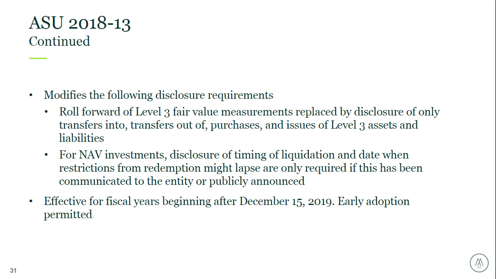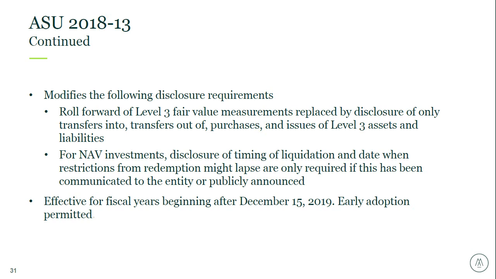Again, for level 3, historically, you were required to include a full roll forward of all of the activity. That is simplified. You don't have to include the full roll forward. You just need to disclose transfers in and out, purchases, and issuances. And then for those of you who have investments that are measured using the net asset value NAV practical expedient, you don't have to disclose timing of liquidation or timing of when restrictions from redemption might lapse unless those are communicated to you or publicly announced.